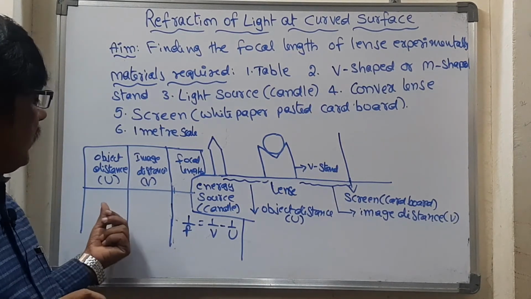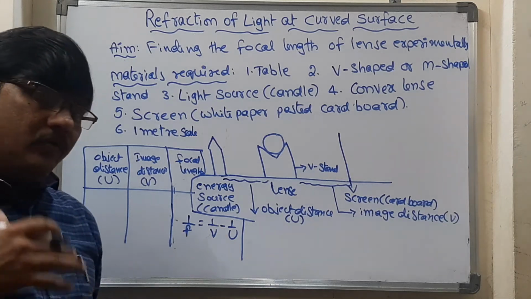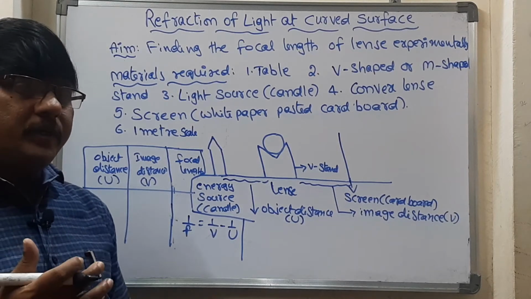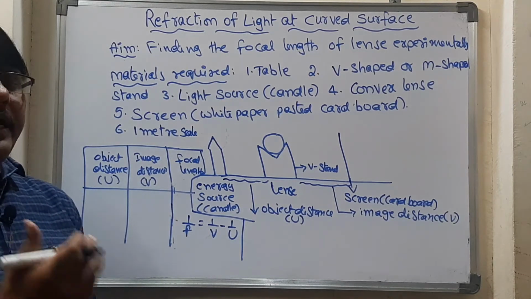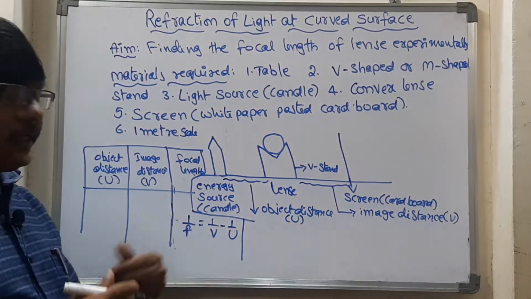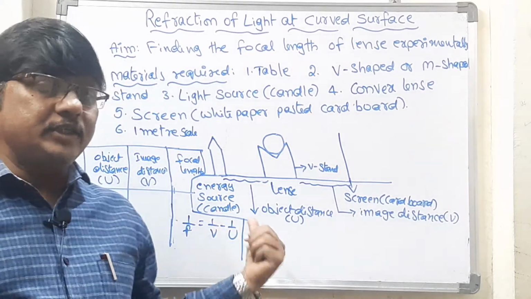In that case 2, again you write the values. With the help of this 1/f formula, again you will find the focal length. Okay, and again repeat this experiment, this time with 50 centimeters. Like that you go on doing the experiment. With the help of this formula you can get the focal length of the lens experimentally.